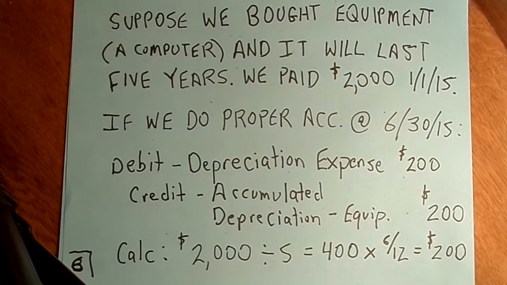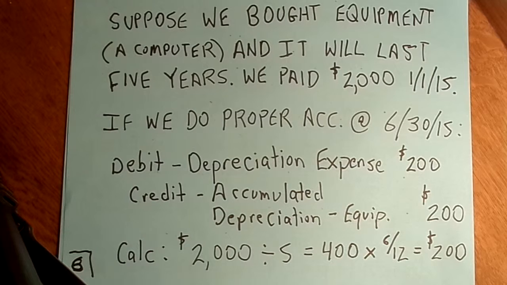Well, let's consider then a case where we buy equipment and that equipment's going to last longer than a year. We've seen several examples of this already in the first few chapters. So imagine we buy a computer and the computer is going to last for 5 years. We paid $2,000 on January 1st, 2015. If we do proper accounting at June 30th, we're going to have to show some expense for the month of June.